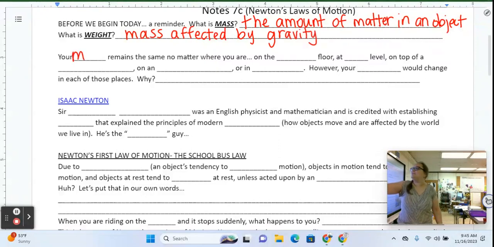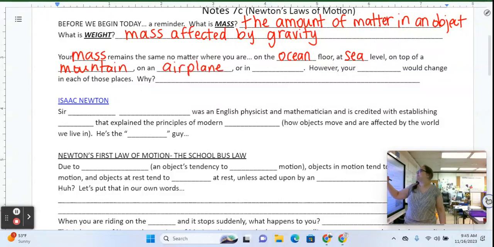So your mass remains the same no matter where you are. If you're on the ocean floor, at sea level, on top of a mountain, on an airplane, or in space, your mass stays the same. However, your weight would change. And we just pointed out why. Why? Gravity, because gravity is different in all those places.